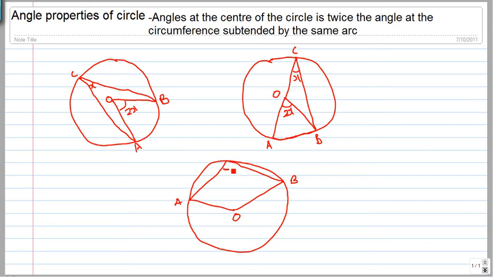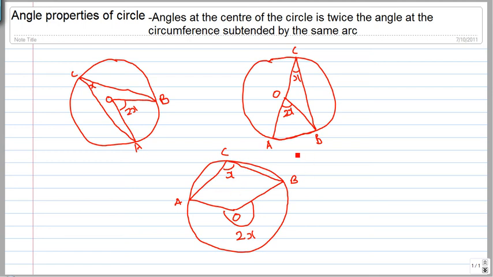This is x, and this here is 2x. Let this point be C. So the arc we are considering is this AB, this major arc here. The angle at the center here is actually twice that of the angle at the circumference. So this is 2x, this is x.